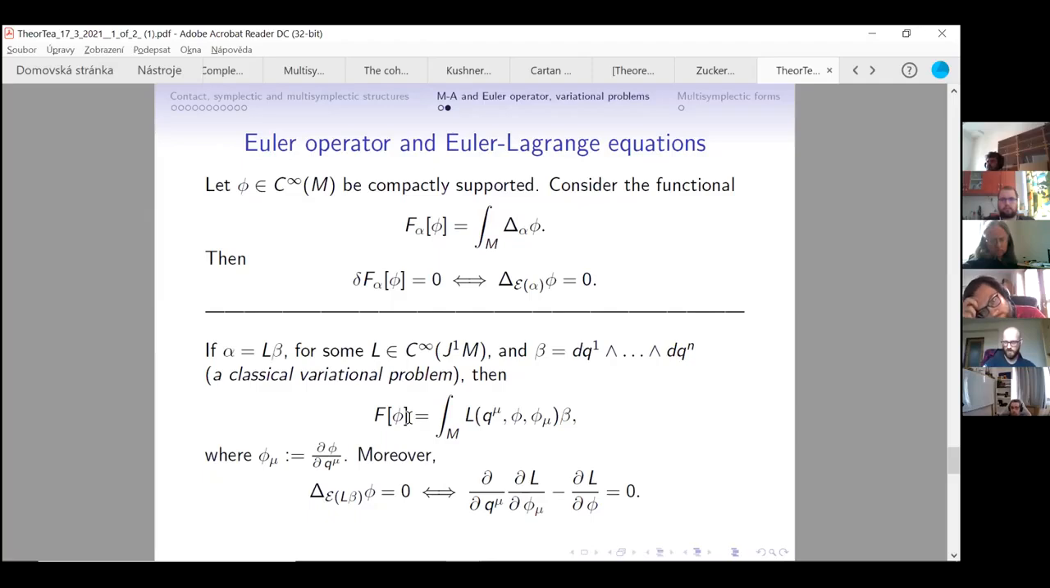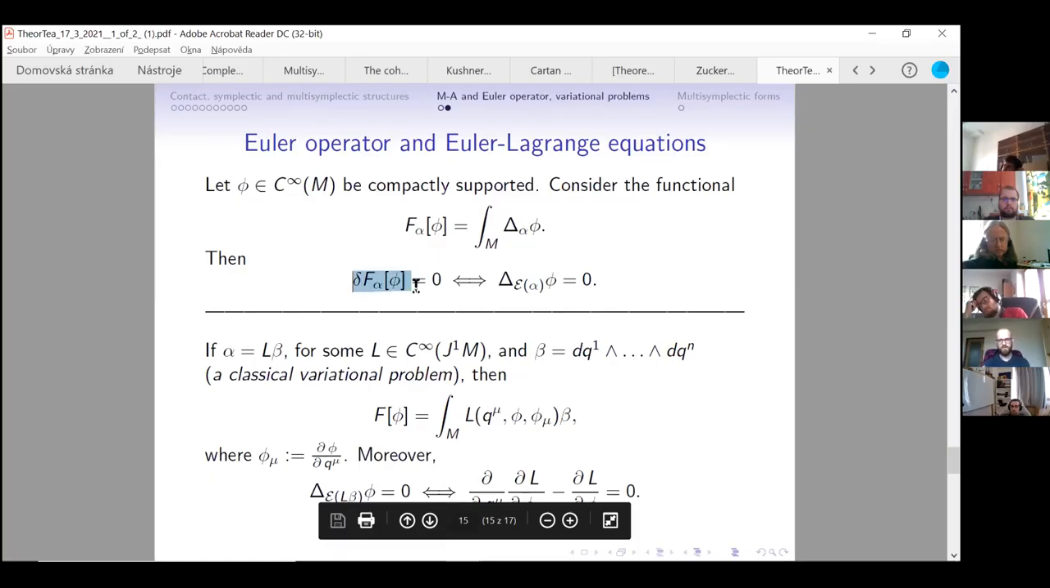And now let's see what happens if we pick some nice alpha. If we pick alpha as L beta, where, as I said before, L is a smooth function and beta is dq1 wedge to dqn, it is a classical variational problem in the sense that it's a first order variational problem. It will correspond to a first order Lagrangian if we pull down this form on M. And if we view it as a functional, we have this. So this is a first order Lagrangian. And if we rewrite this equivalence in coordinates, then we get exactly the standard form of the Euler-Lagrange equation. We have just one equation because one field. Euler-Lagrange equation in the coordinate form. So E satisfies this.